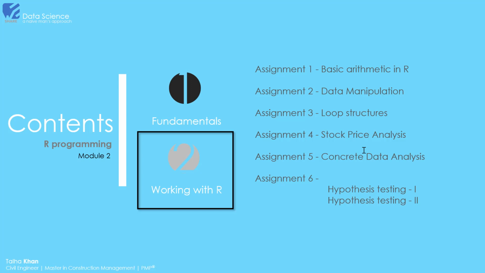So in this video we'll start the second section of R programming, which is working with R. I have divided this section into 6 assignments, so we will slowly build our skills by doing different assignments. In assignment 1, we will focus on basic arithmetic operations in R. Then in the second assignment, we will do some data manipulation. After that, we will see different loop structures in our third assignment. Loops are essential for any programming language, and hence it is an important topic.